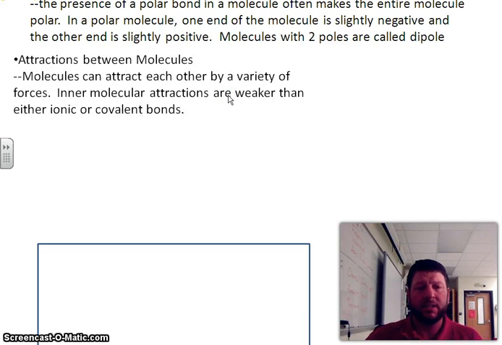Now, there are also attractions between molecules. Molecules can attract each other by a variety of forces. Intermolecular attractions are weaker than ionic or covalent bonds. So what we're saying here, folks, is that a molecule, something like this, can be attracted to another molecule, and those are intermolecular attractions. Those attractions are weaker than either the ionic or covalent bonds that make up the molecules themselves.